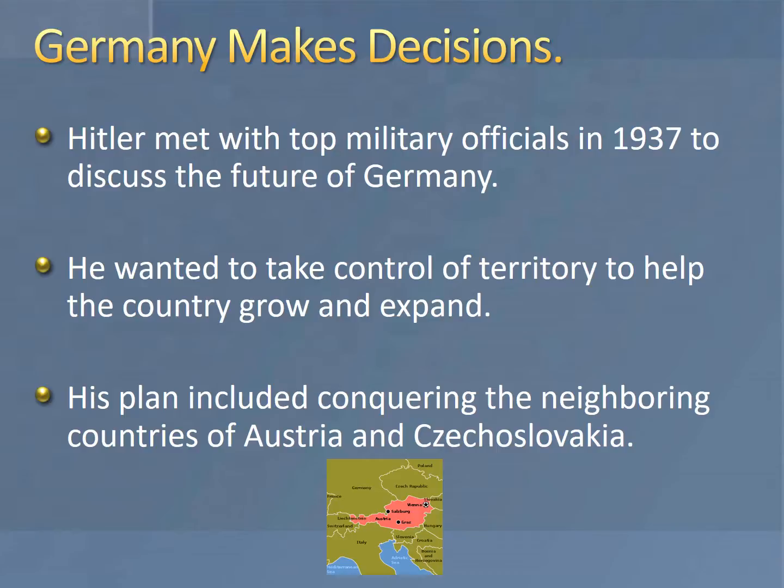I know my map is small down there, so I apologize, but the salmon color, I guess, is the country of Austria. You can kind of see that to the north is Germany, and then to the other side of Germany is the Czech Republic, which was Czechoslovakia. So Germany is very close to these two countries and is planning on taking them for itself.